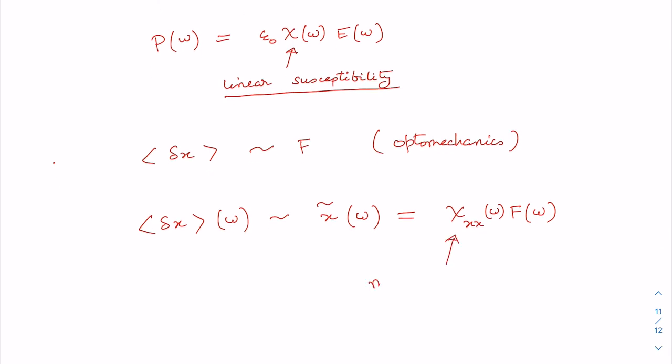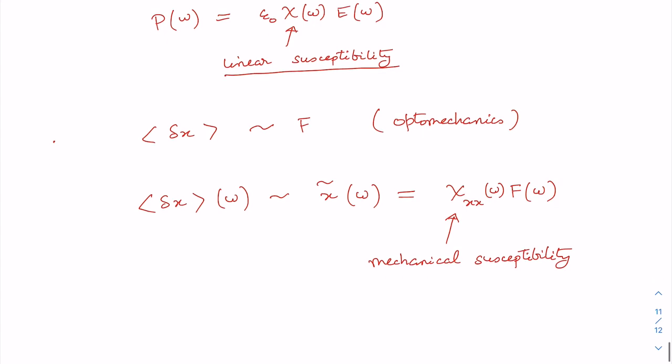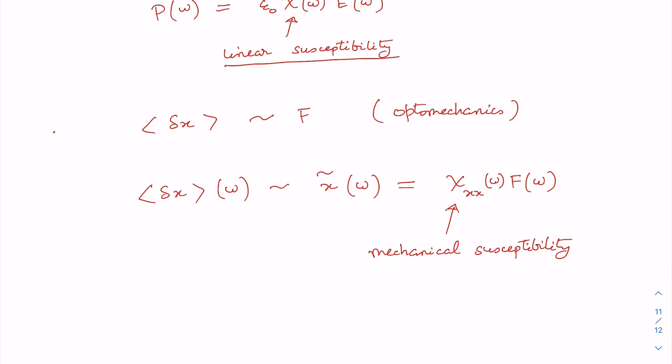Here this is called mechanical susceptibility because we are now dealing with mechanics, so this is the mechanical susceptibility of the movable mirror, or the optomechanical mechanical system. And by the way, as you see, there are two x's I am putting. The first x is related to the response that we are looking at, which is the displacement.